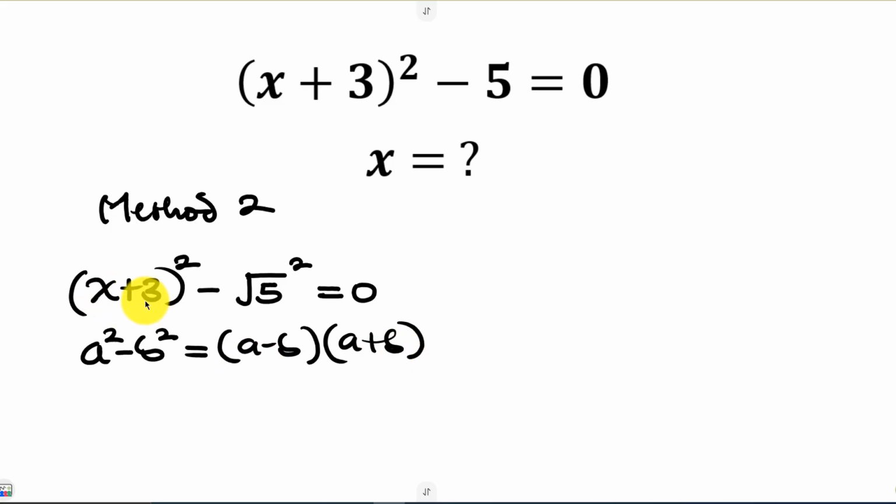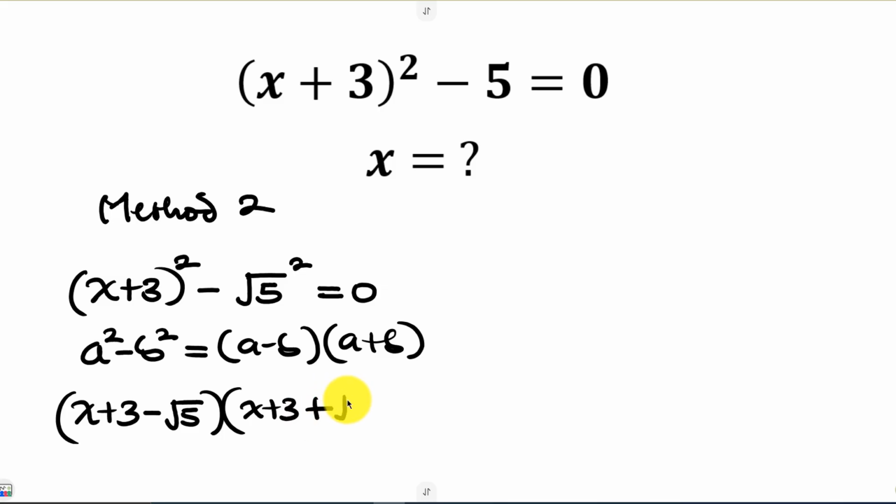Now let's write this like this. So x + 3 is our a, so that is x + 3. This is our a − b. Root 5 is our b, so the square root of 5. Very good. Then times a + b, so that will be x + 3. These are a + b. Our b is the square root of 5. Good. And this is equal to 0.